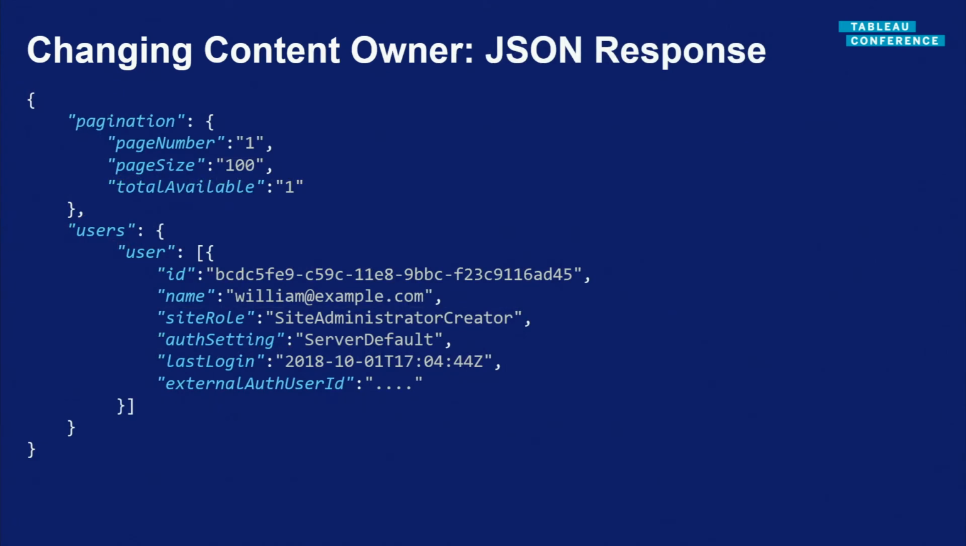This is what that JSON is going to look like. We've got our pagination, and then we've got the user that's returned. It's got the ID. This is the most important part. But it's also got the name, the site role, and other properties.